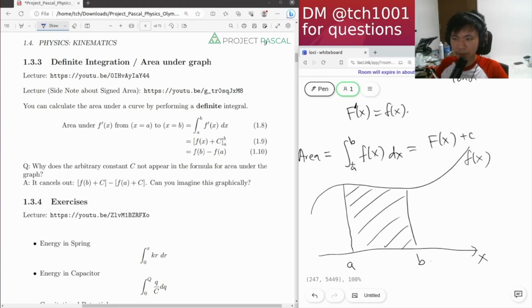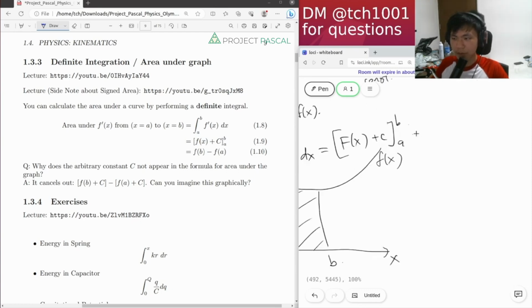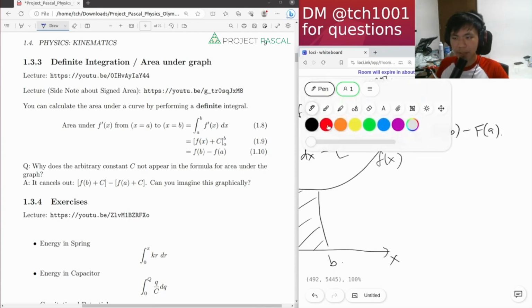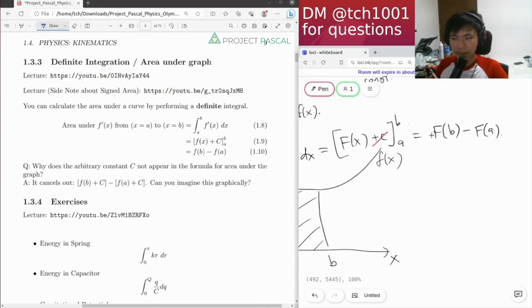And what we do with this A and B is we substitute them into big F of x, and we take the difference between the two. So we're actually going to take big F of b minus big F of a. Now we can see that when we do such a thing, the plus c essentially cancels out, because there's a plus c here and a minus c over here.